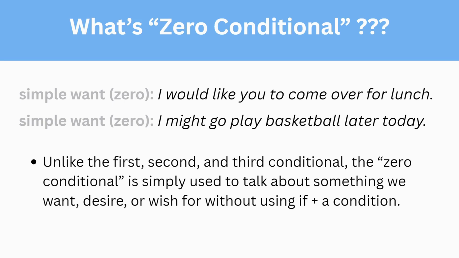Here are a few examples. I would like you to come over for lunch. I might go play basketball later today. If we want to convert these zero conditionals to conditional statements, we simply add if plus a condition, such as, I would like you to come over for lunch if you are free. I might go play basketball later today if it stops raining.